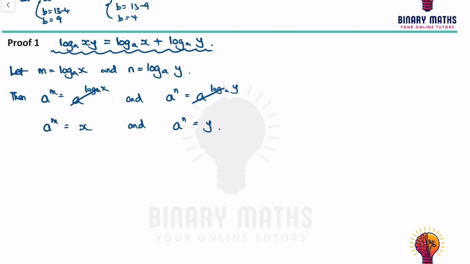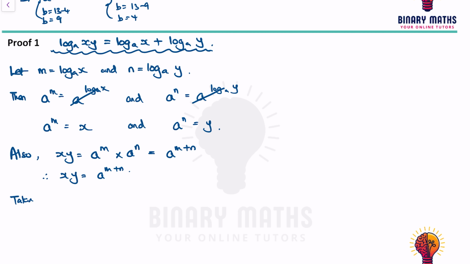Then if we multiply x times y, x times y will be equal to a to the power of m times a to the power of n, which using the rules of indices is the same thing as a to the power of m plus n. Therefore, x times y is equal to a to the power of m plus n.